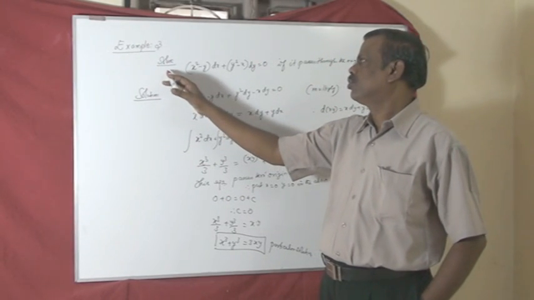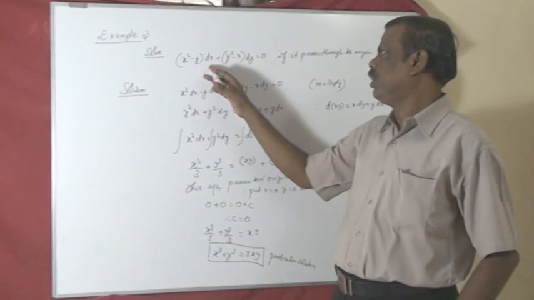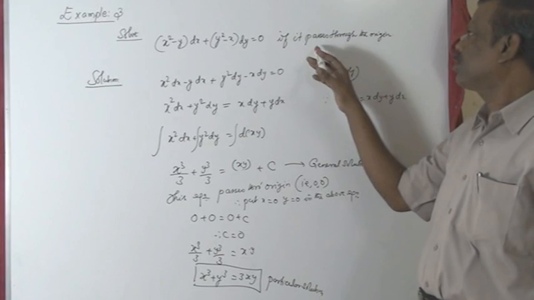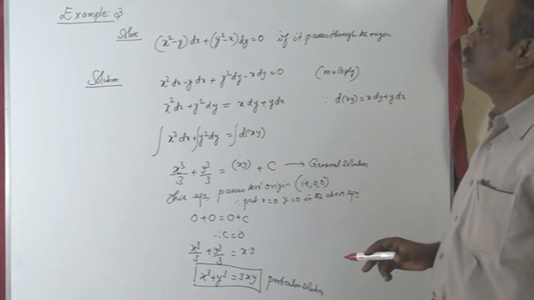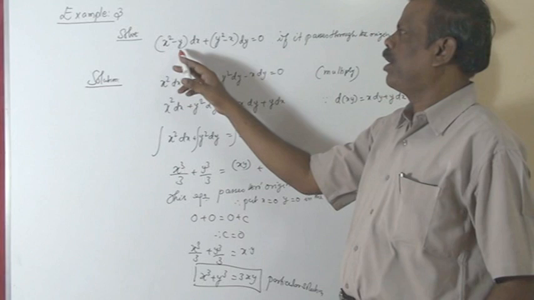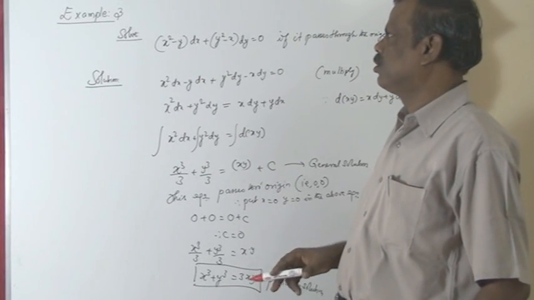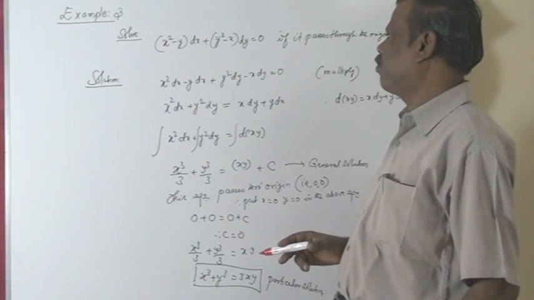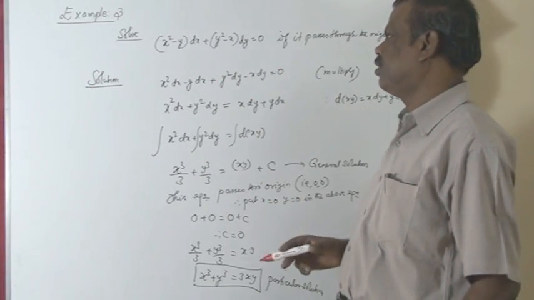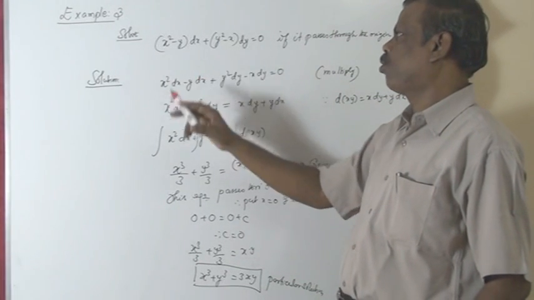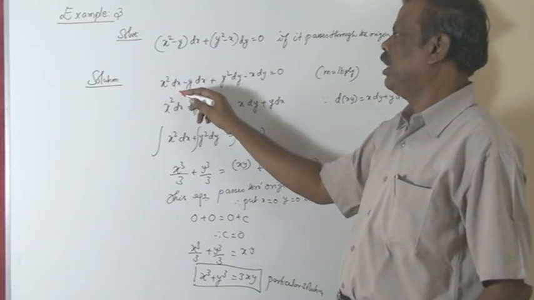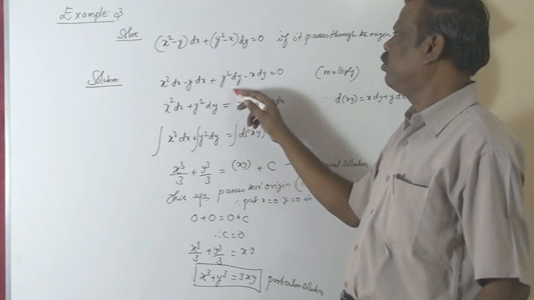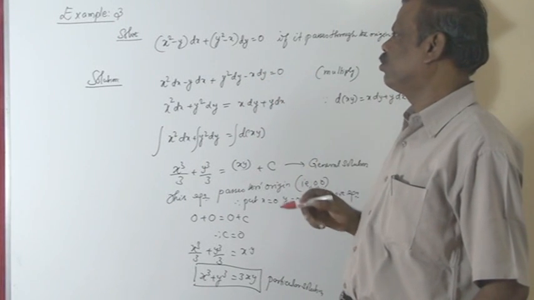Example 3. Solve x square minus y into dx plus y square minus x into dy is equal to 0 if it passes through the origin. Now here x square minus y is multiplied with dx. So if you multiply this dx and dy in this equation, the variable will be separated. Now let us look into this problem. x square into dx, y into dx. Here y square into dy minus x into dy equal to 0.